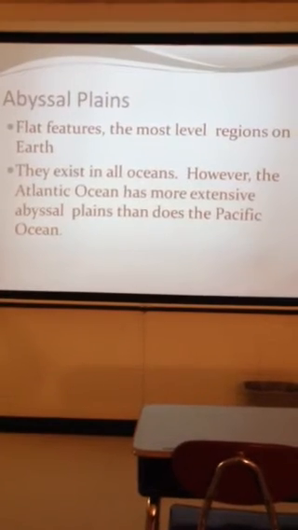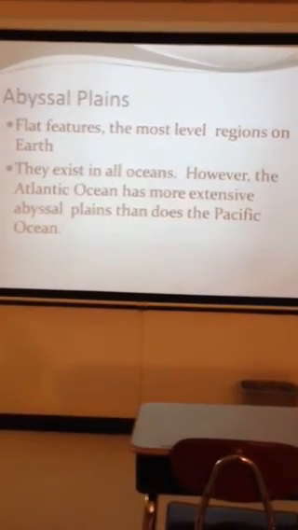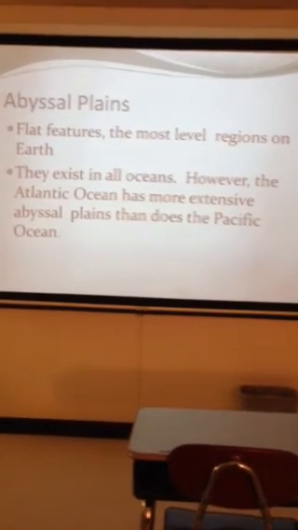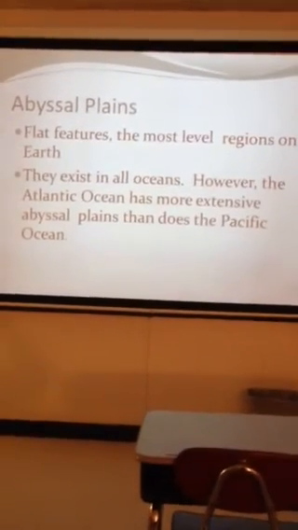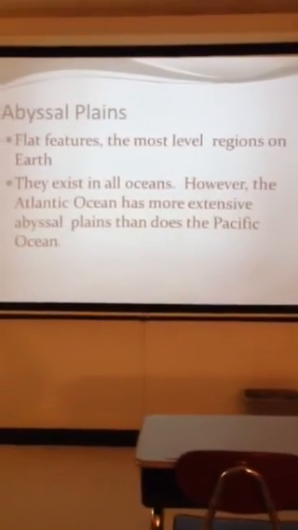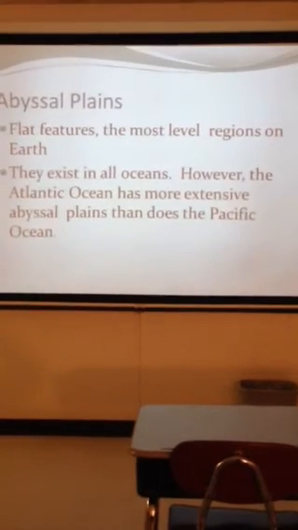On the abyssal plain, these are the flat features and the most level regions on the Earth. They exist in all four of the oceans. However, the Atlantic Ocean has more extensive abyssal plains than does the Pacific Ocean, which seems a little strange because the Pacific Ocean is larger, but the Atlantic Ocean has many more abyssal plains than the Pacific Ocean does.